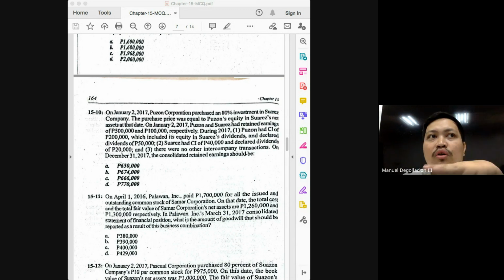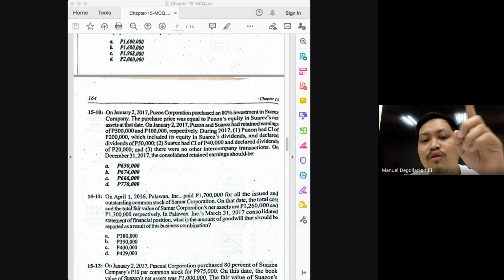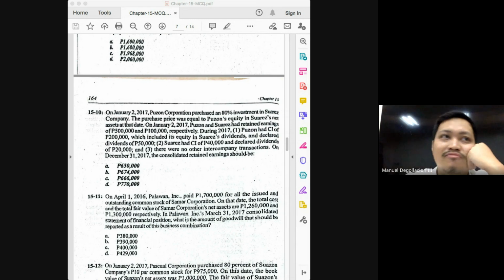Even if you get your consolidated RE wrong, you may be given credit for solving dividend income or for solving the share of the NCI. Okay, you can get everything wrong, but you can still get the 8,000 share of the NCI. At least not everything will be in vain, class, if you get one thing wrong. So it's not acceptable for anyone to get 0, class.